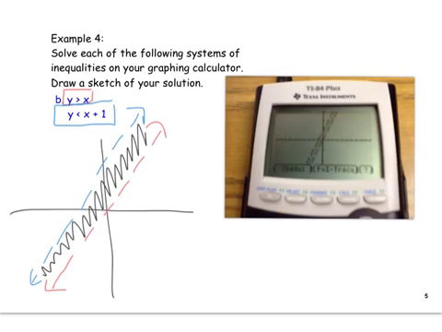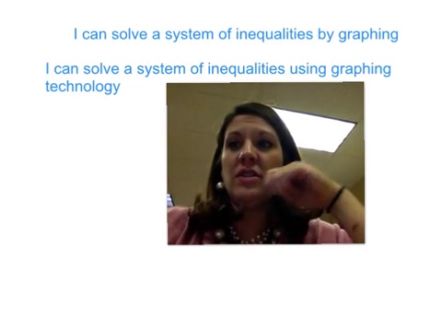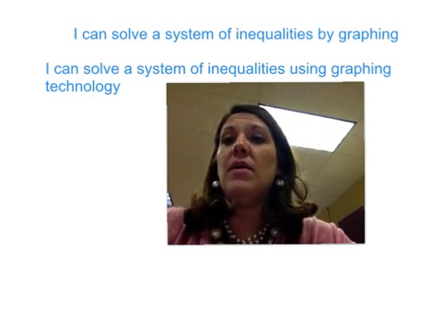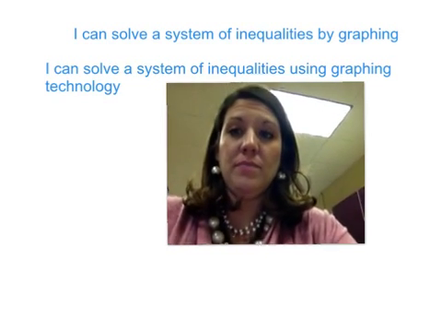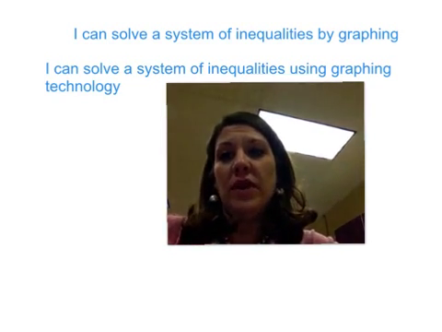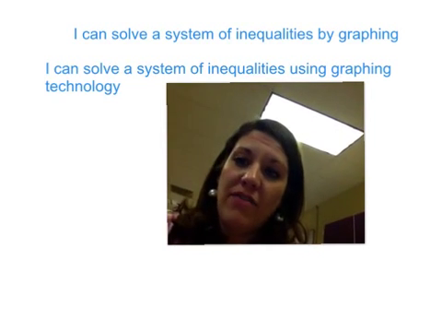So once again, our learning targets are I can solve a system of inequalities by graphing, and I can solve a system of inequalities using graphing technology.